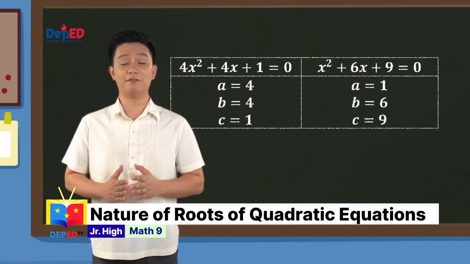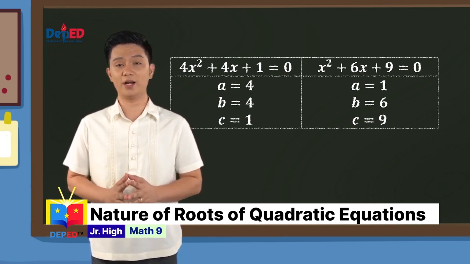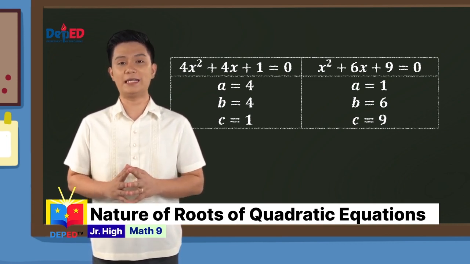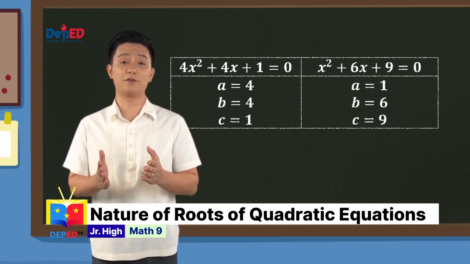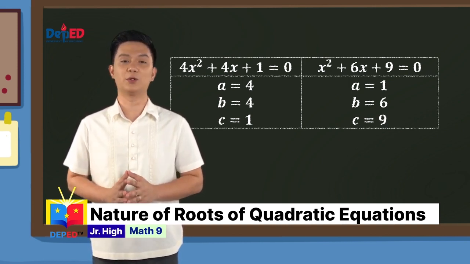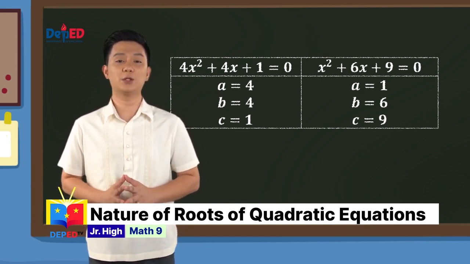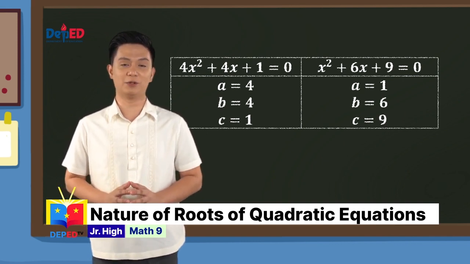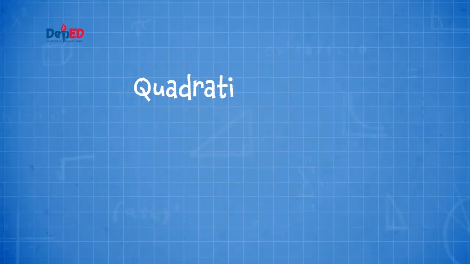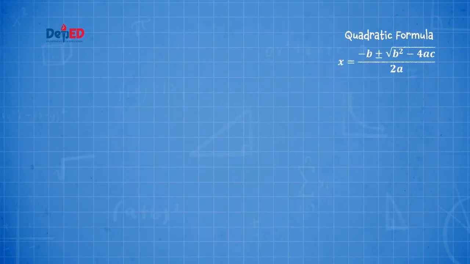Let us identify the value of the coefficients a, b, and c in the equation 4x squared plus 4x plus 1 equals 0 of the first pair. The leading coefficient is 4, so a is equal to 4. The middle term's coefficient is 4, so b is equal to 4. While the constant term is 1, so c is also equal to 1. Let's substitute these values in the quadratic formula to determine the roots of the equation.